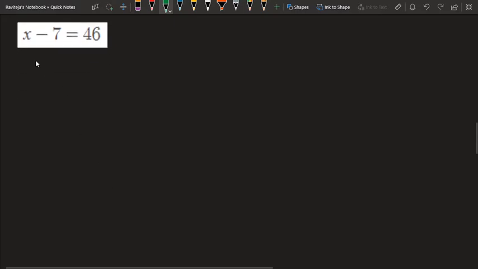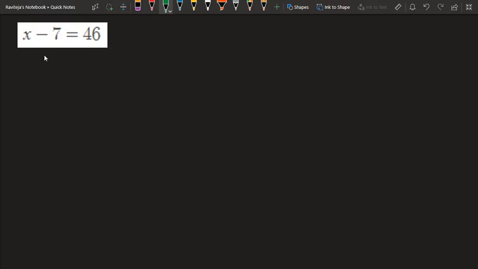But right here, here's our example. x minus 7 equals 46. Now, just like in the last example, we want to isolate this x variable. We want to leave it by itself on the left side of the equation in this example. We want to just leave it by itself so we know what it equals.